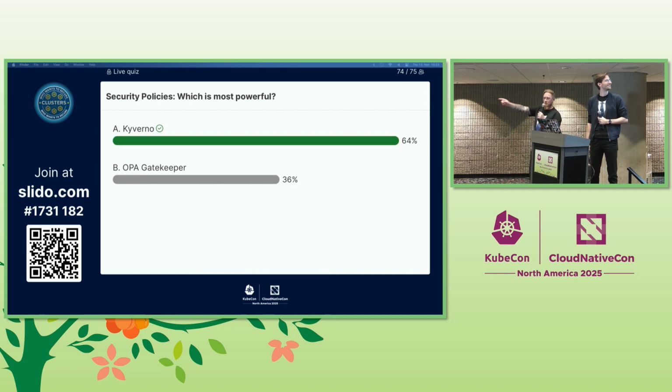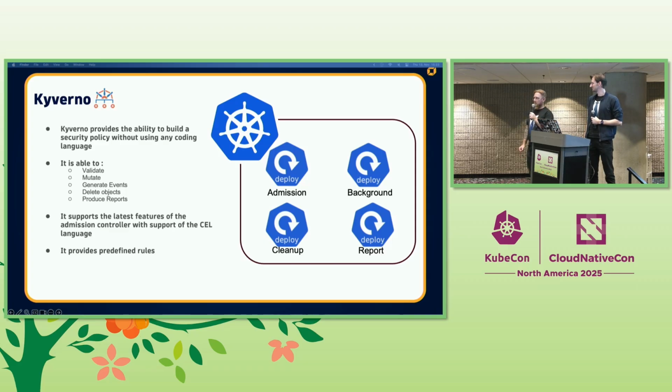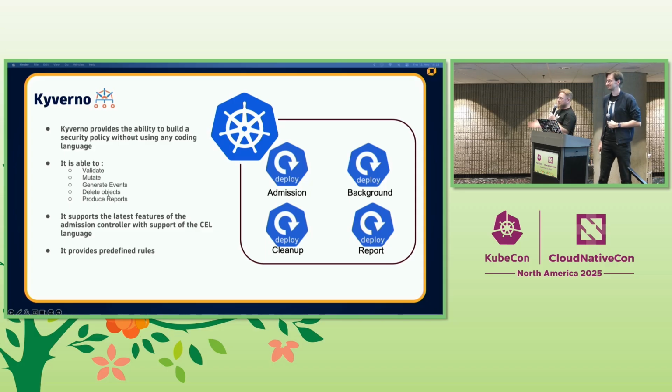Wow, awesome. A lot of people won here. But why Kyverno? Well, Kyverno provides the ability to build policies in our cluster without having a specific language. It doesn't rely on Rego, even if now with the new latest admission controller, you have the CEL language that you can define precise rules with as well.